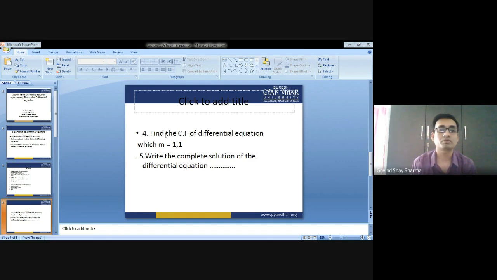Write the complete solution of a differential equation. I told you, complete solution is equal to CF plus PI. So these are the contents for higher order linear differential equations. Next lecture we will discuss the PI. Students, thank you very much. This is very helpful for you because after this lecture, all differential equation solutions we write in the form of CF plus PI. So it is essential to understand how to find the CF.